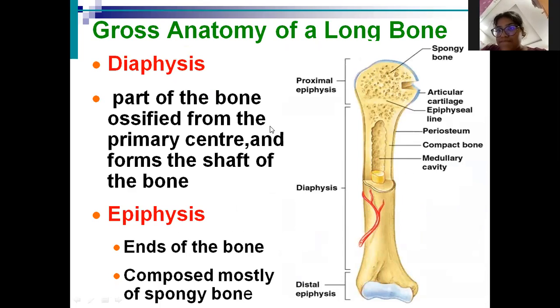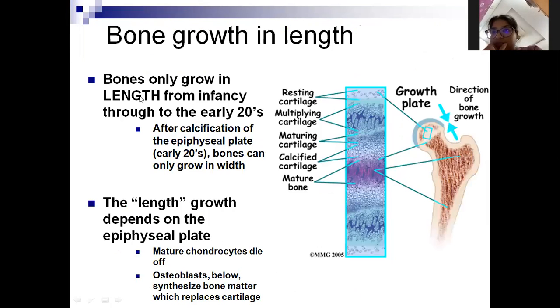What is diaphysis? The part of the bone ossified from the primary center of ossification, and it is forming the shaft of the bone. This is shaft. This is upper end of the bone, this is lower end of the bone. So epiphysis, the ends of the bone, is composed mostly of spongy bone. That too, it is cartilaginous in nature, isn't it? As long as epiphyseal cartilage is there, the bone will grow in length. Once this epiphyseal cartilage is ossified, we cannot grow taller anymore. So epiphyseal cartilage is responsible for the growth of the bone in length.